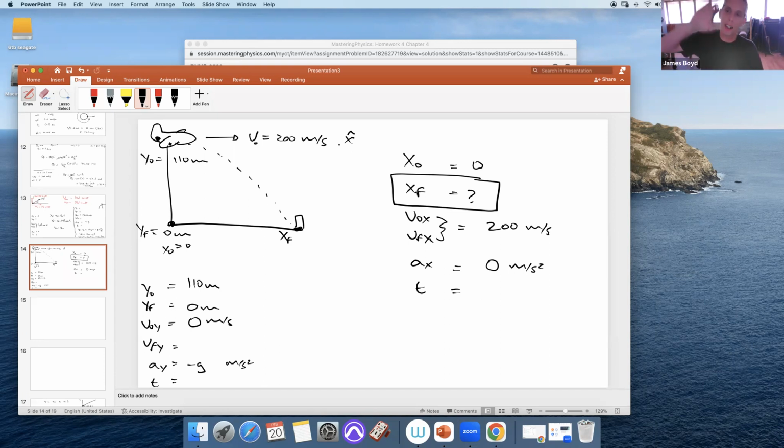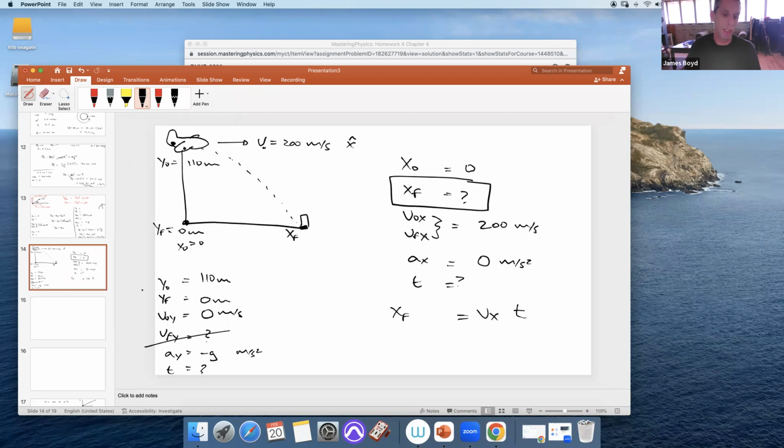This is exactly like the free fall one where the balloon went up. We don't know what V final of y is, and we're not going to use it. We don't know time. Time is the same for x and y, but we don't know it. So x final minus x initial is V of x times t. And x initial is 0, so that's going to go away. I know this is 200, but I have two unknowns. In order to get rid of that, I need to find a way to find time.